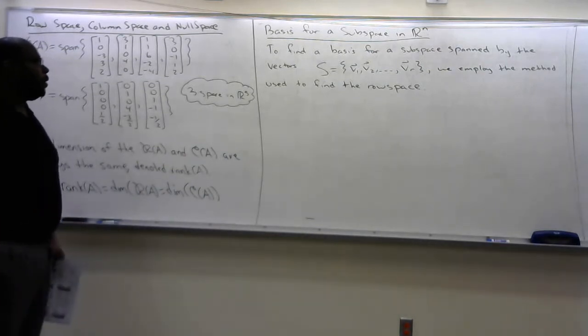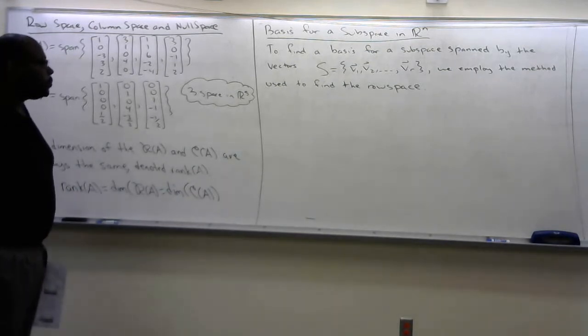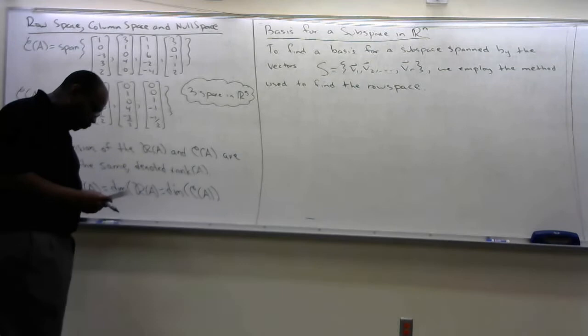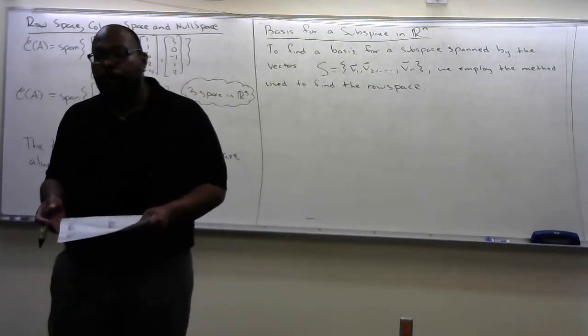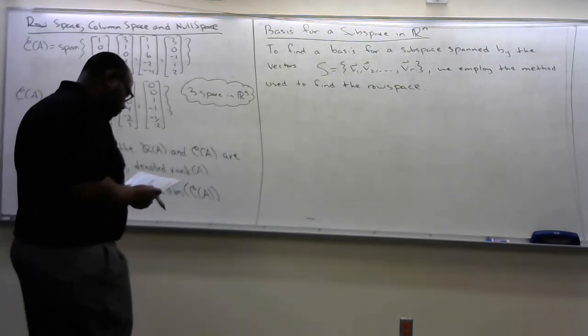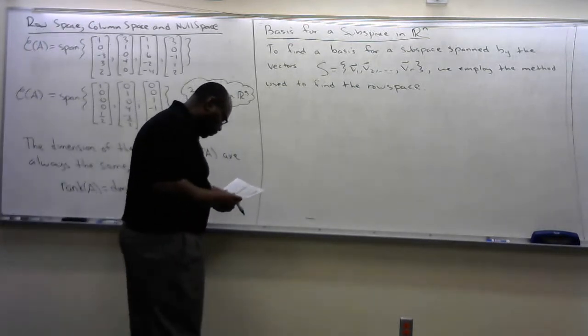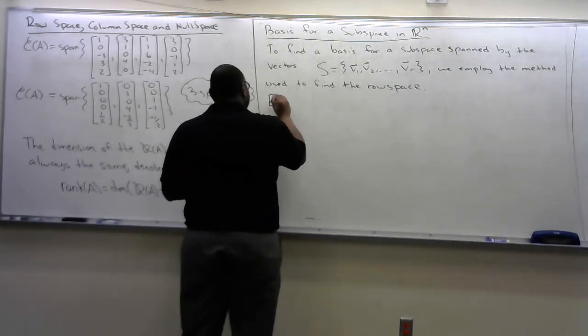Okay? We employ the method used to find the row space. Let's look at an example to make it clear. Then once we do that, we're going to go to null space. Here's my example.